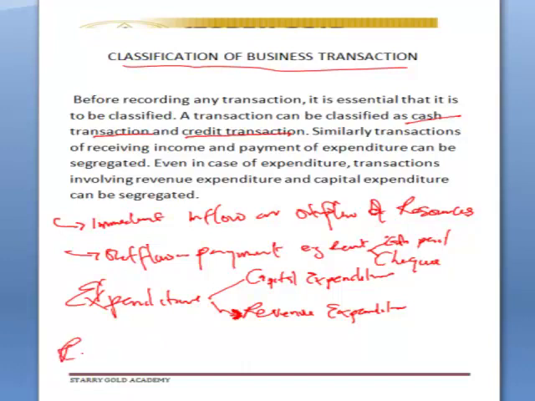Where it is a receipt or a revenue that is coming in, it is also tagged as capital revenue and recurrent revenue. So the business transaction is being classified into two major parts: a credit transaction and a cash transaction.